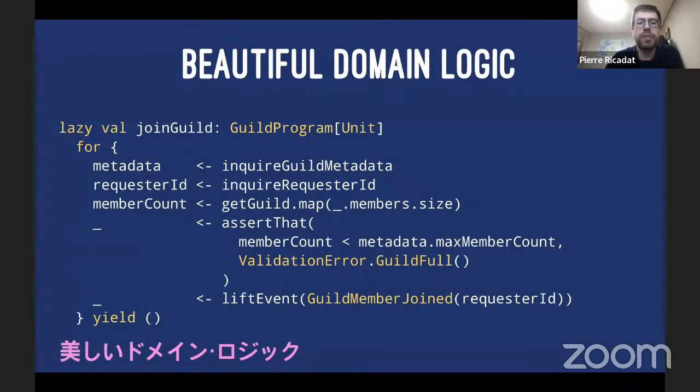And at the end of the day, this is how our domain logic looks. We have a function here, joinGuild, that returns a GuildProgram of Unit. When you read this, you see we get the guild metadata, we get the requester ID, we get the guild state and check how many members there are. And then we assert that the member count is lower than the max. Otherwise, we fail with a validation error. And if there is no failure, we continue and we lift an event, GuildMemberJoined. Then the transition for this event will add the member to the guild state.